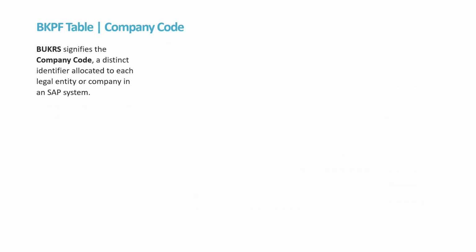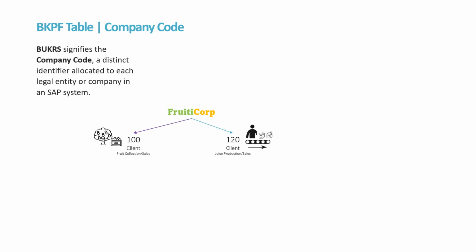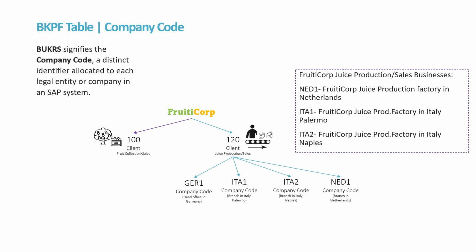Company code is a distinct identifier allocated to each legal entity or company in an SAP system. It represents an autonomous accounting unit or entity of organization with its own financial statements. For instance, in Fruticorp's client 120 for juice production and sales, we might have various company codes such as NED1 for our juice factory in Netherlands, ITA1 for Italy Palermo branch, and ITA2 for Italy's Naples branch.